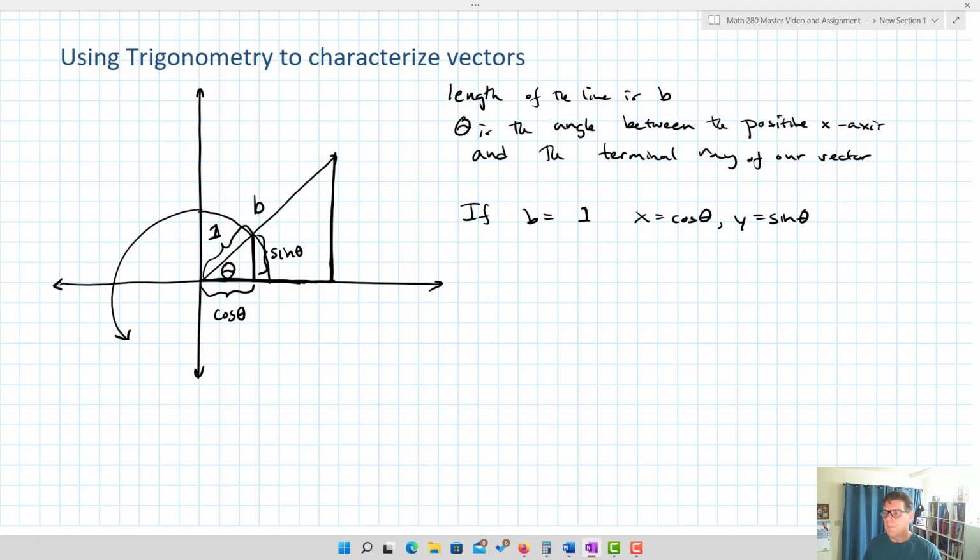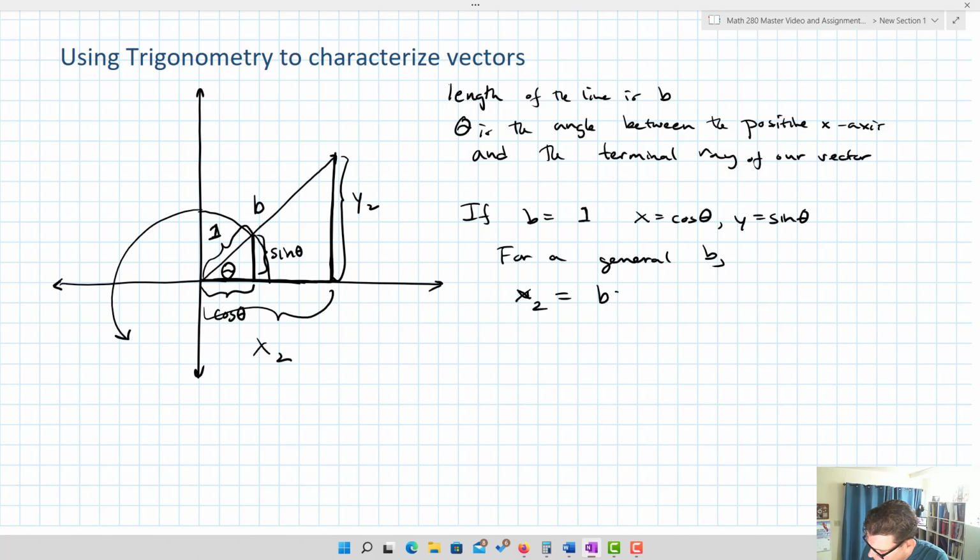Okay? Now, b doesn't necessarily have to equal 1, but if you remember back to your trig, in which we figured out how long this side, call it y2, and how long here was x2. For a general b, your x2 is going to end up equaling b cosine theta. So it's the magnitude of that vector times cosine of the angle, and then y2 is going to end up being b sine theta. So this point right here is (b cosine theta, b sine theta).